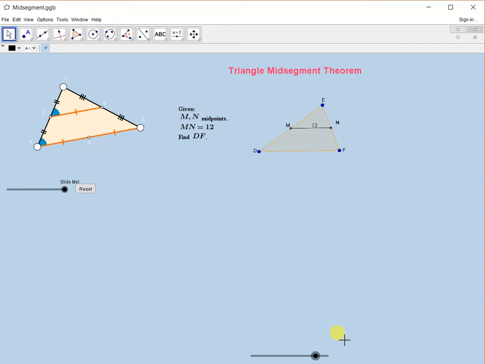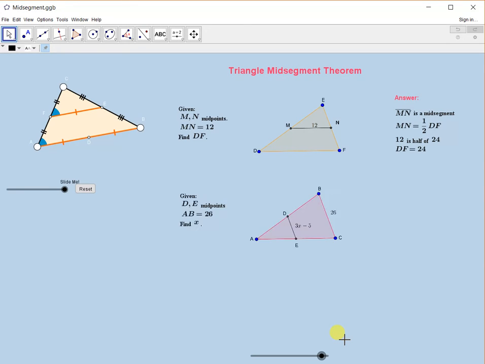Next, we are going to apply the theorem into two simple examples. Of course, the first example is the easier of the two, which says that we have M and N to be midpoints, MN measures 12, and we want to find the length of DF. So using that midsegment theorem, we can see that MN is a midsegment by the definition. Applying the formula, MN equals half of DF, we know that 12 is half of 24, which then means that DF, which is the third side of the triangle, is equal to 24 units.